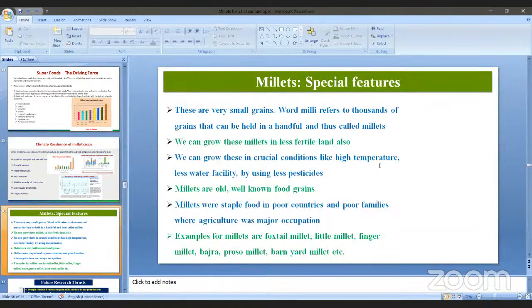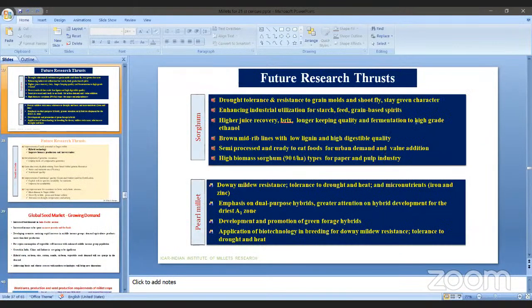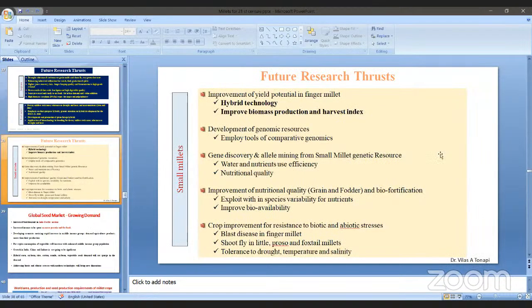Many millets are very old and known as food grains for poor countries and poor families. Definitely this is also a food where agriculture is a major consumer. Future research thrust areas are crop-wise: for sorghum and pearl millet, and for small millets, production of hybrid technology is needed to improve bioproduction.